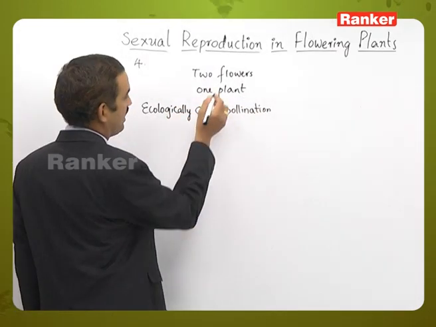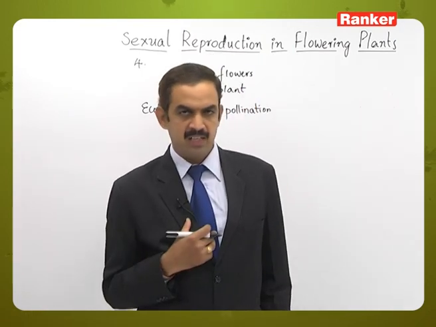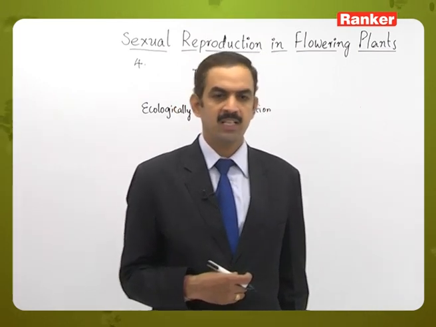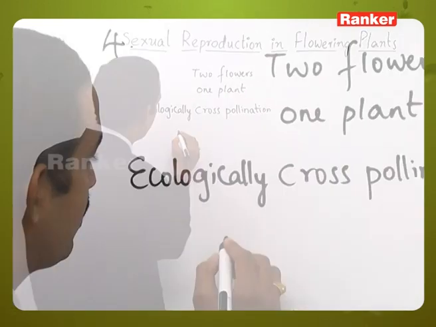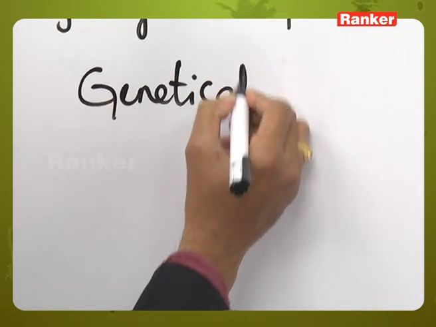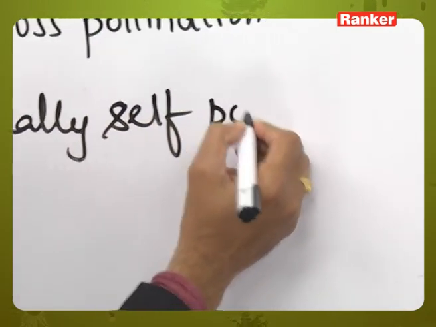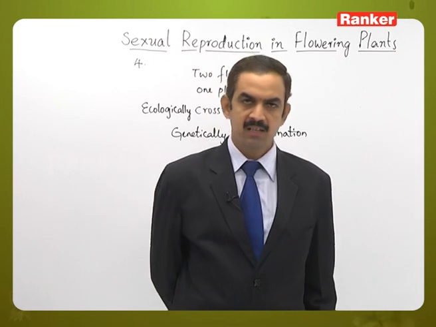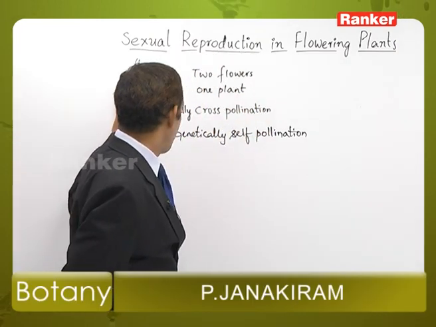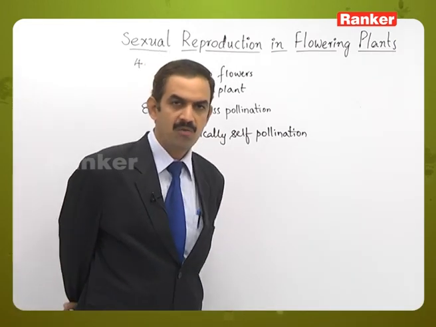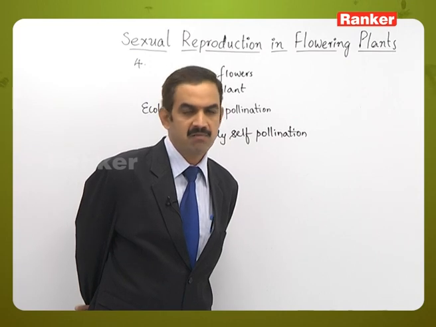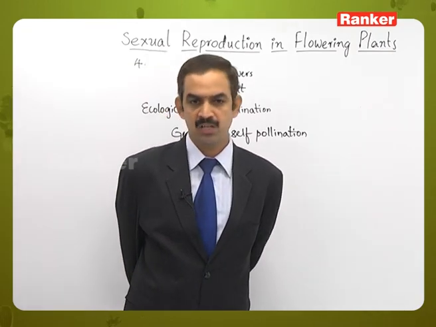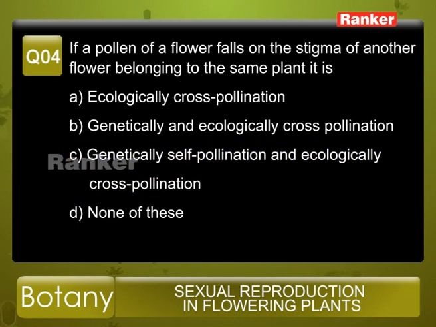But although two flowers are participating, the genetical makeup of the two flowers will be the same. As there is no change in the genetical makeup, it is equal to self pollination, that is, genetically this process is self pollination. When two flowers present on the same plant are participating in the pollination process, ecologically it may be cross pollination, but the genetical makeup of the egg cell and the male gamete participating in the fertilization will have the same nature. That's the reason why we can say that genetically it is a self pollination process. So from the given options, option C is the correct answer.